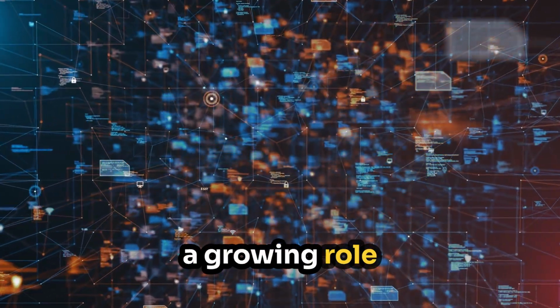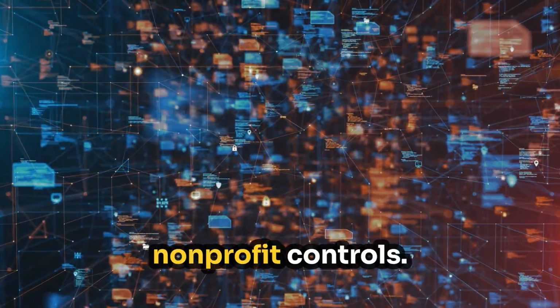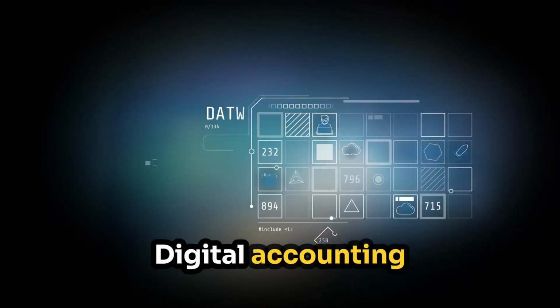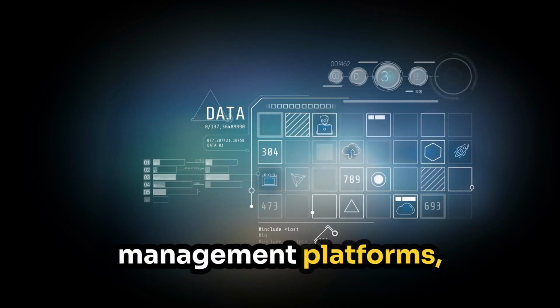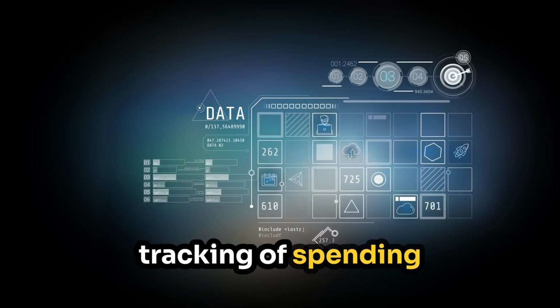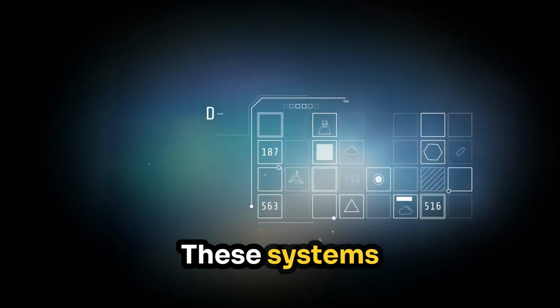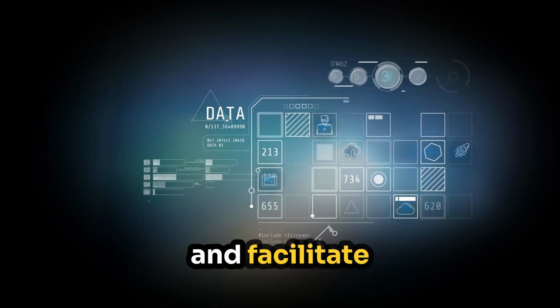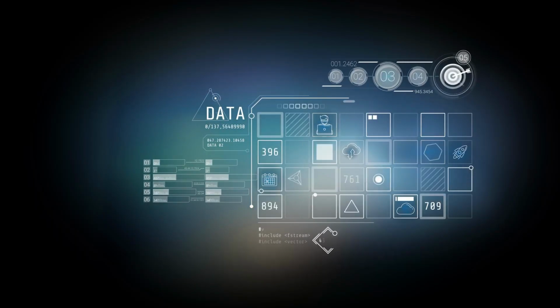Technology plays a growing role in strengthening public sector and nonprofit controls. Digital accounting systems, grant management platforms, and data analytics tools enable real-time tracking of spending and compliance. These systems enhance transparency and facilitate public reporting.